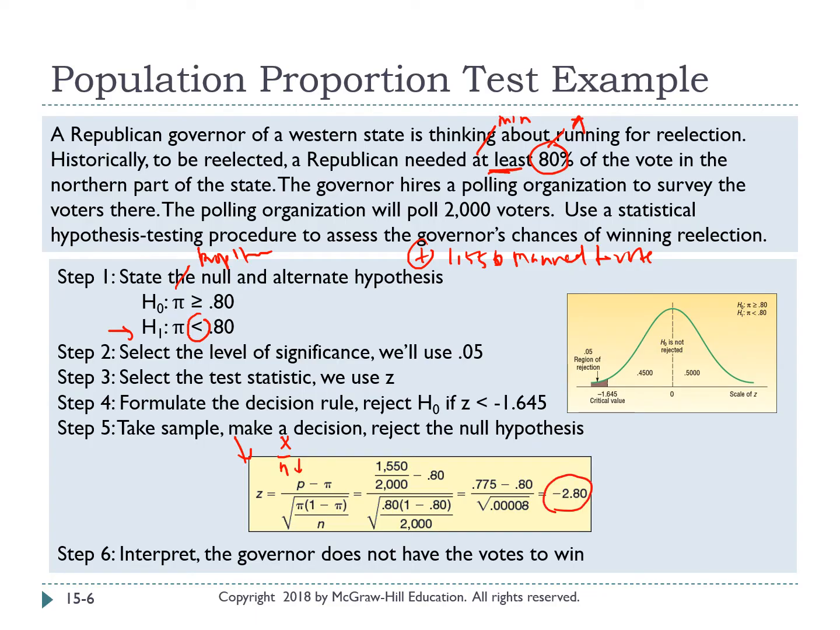Okay. The next step, we have to formulate the decision rule. You know that if you want to formulate your decision rule, you have to find the CV. So what is the steps to find the CV? You have to refer to the table and then one tail test.